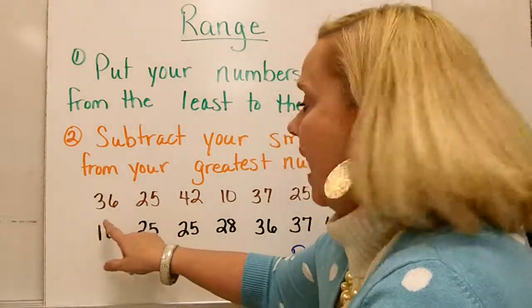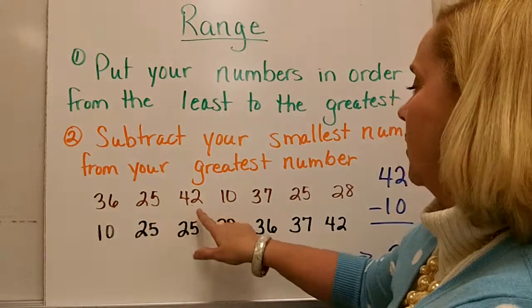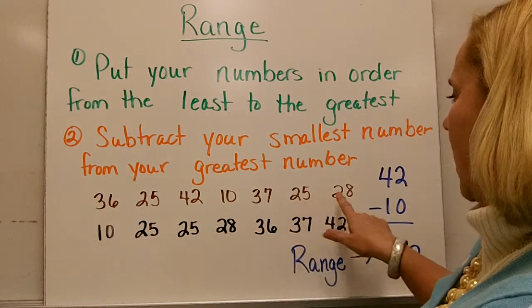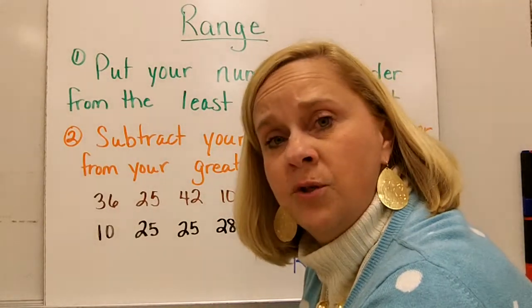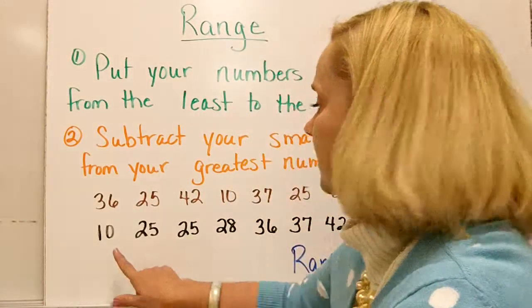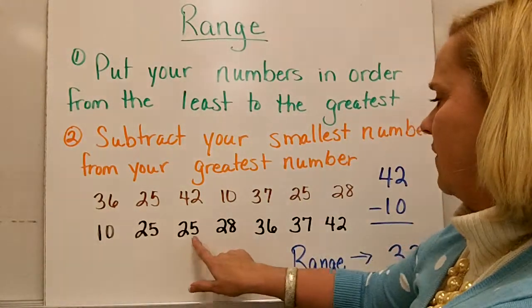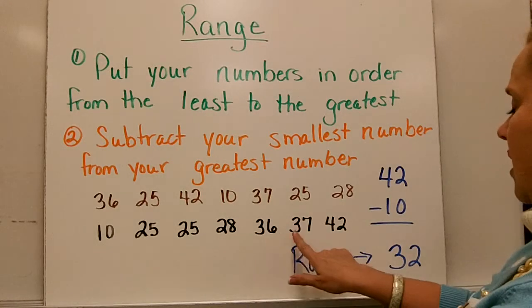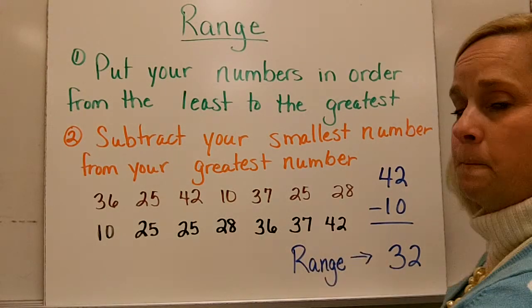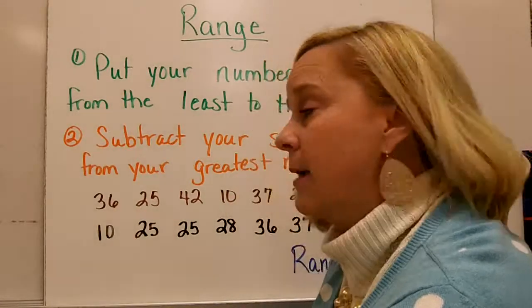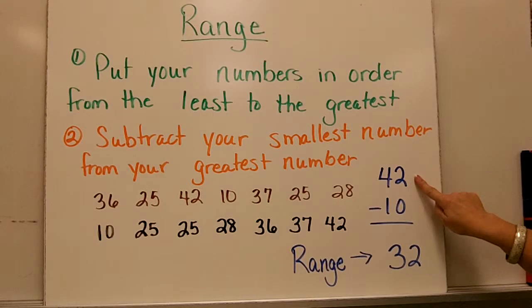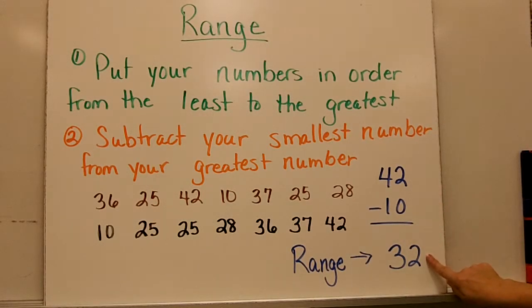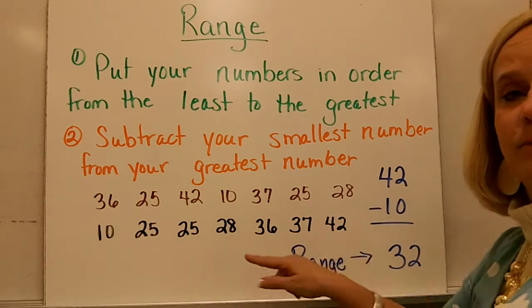Okay, so let's look. I have a list of 36, 25, 42, 10, 37, 25, 28. I'm working with the same group of numbers. The first thing I have to do is put those numbers in order from the least to the greatest. 10, 25, 25, 28, 36, 37, 42. So to find the range, I'm going to take my largest number, 42. I'm going to subtract my smallest number, 10. And my answer here is 32. 32 is my range of numbers in this list.